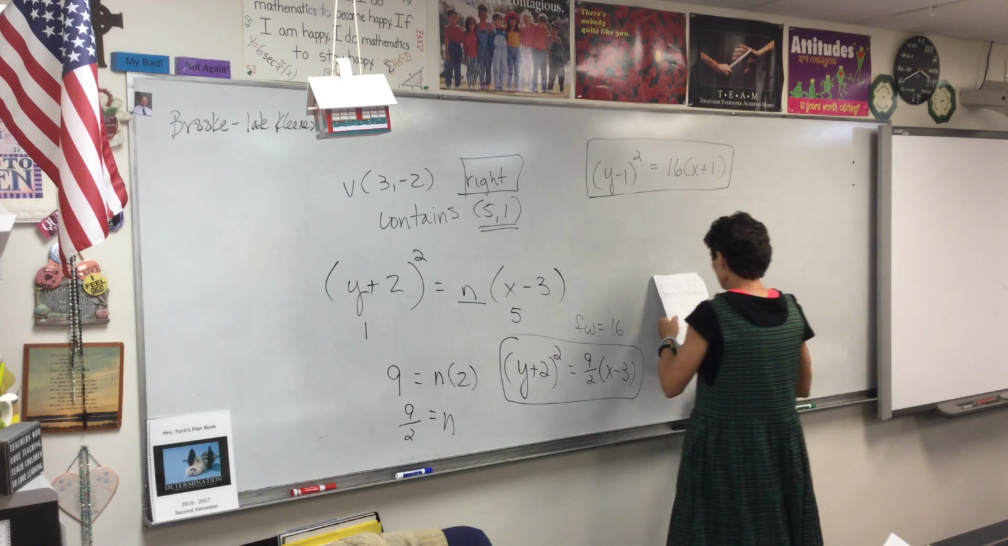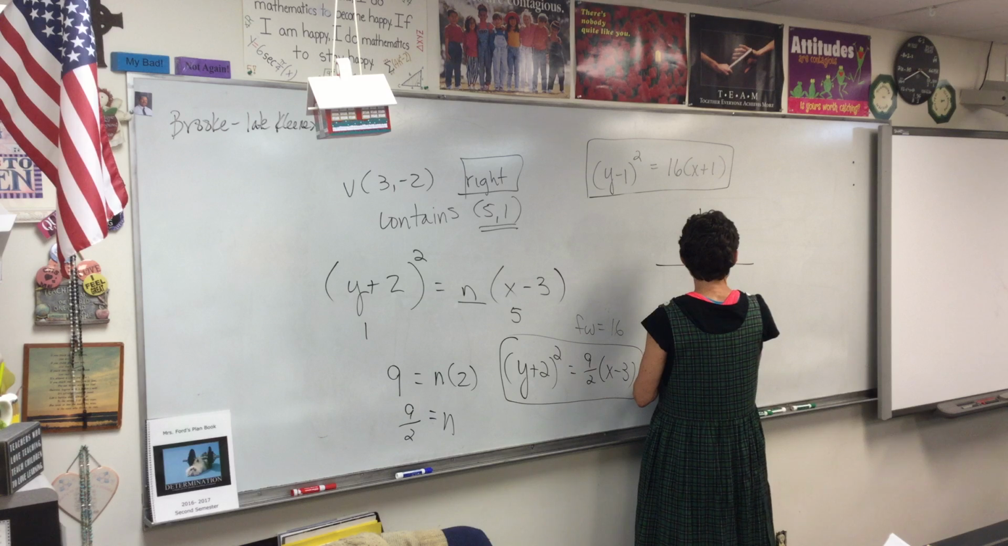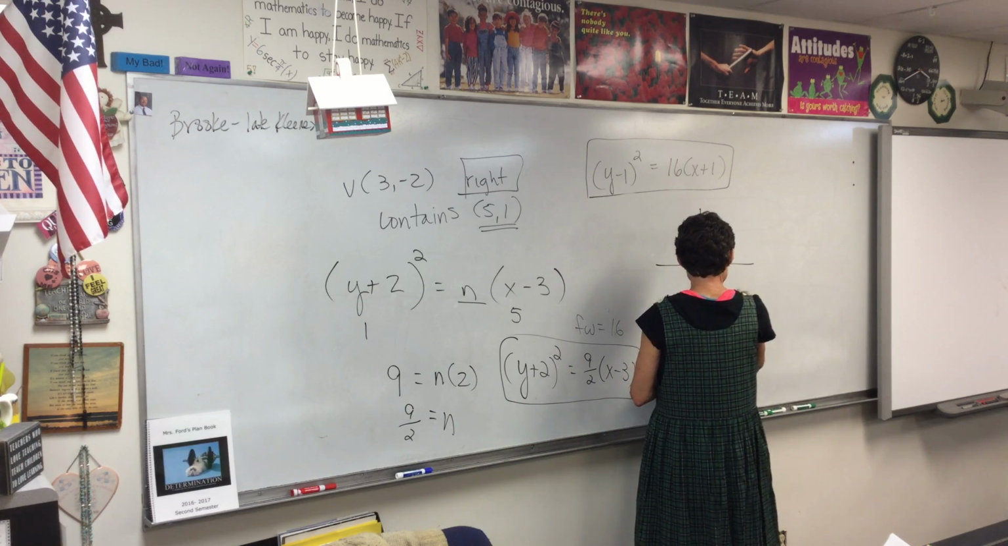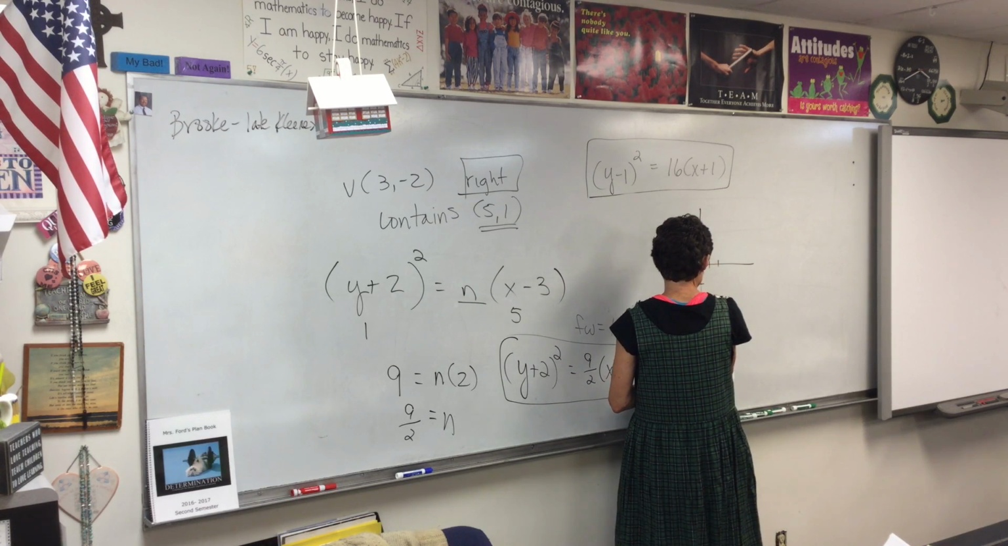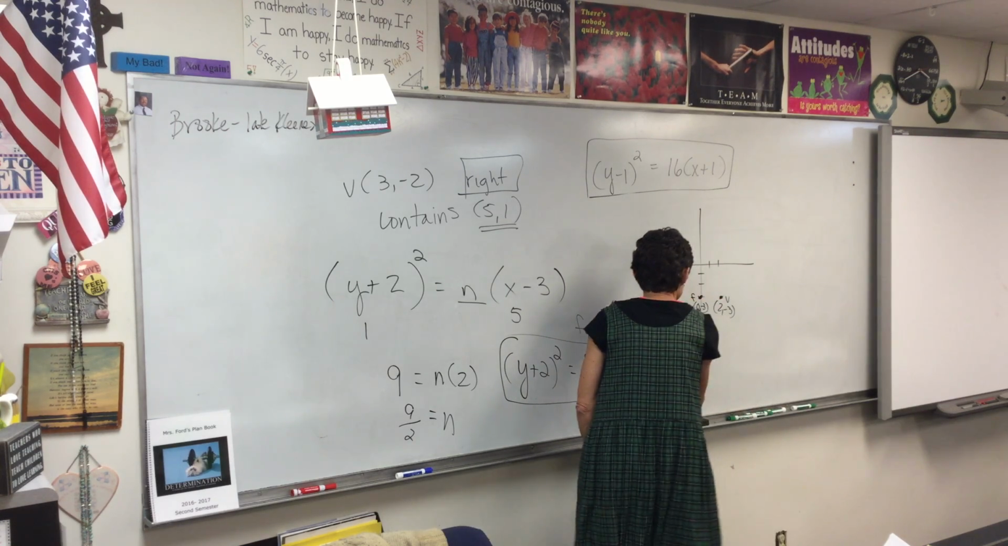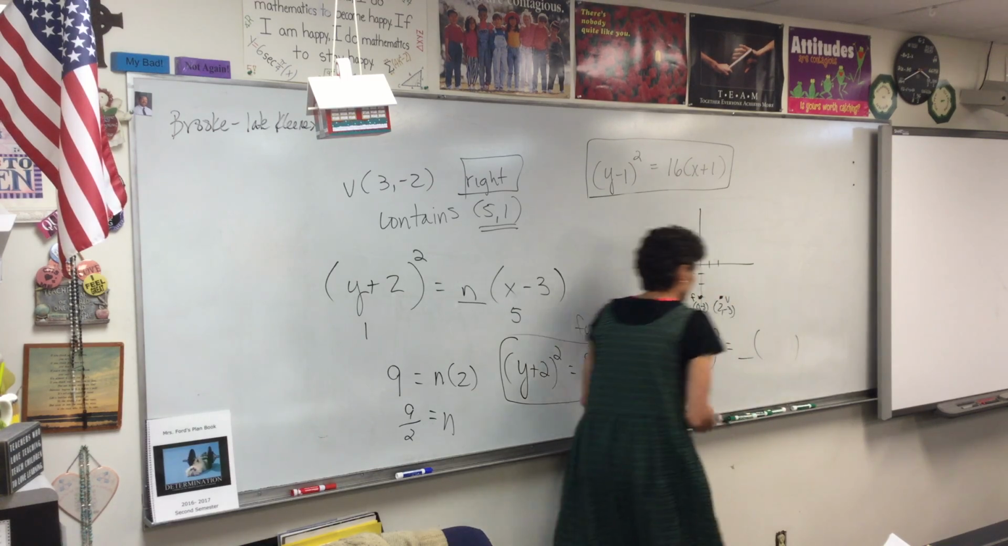All right, so here we go. This time, I have a vertex at (2, -3). That's my vertex. And I have a focus at (0, -3). And I'm going to write the equation of my parabola. Right? Something squared equals something not squared.